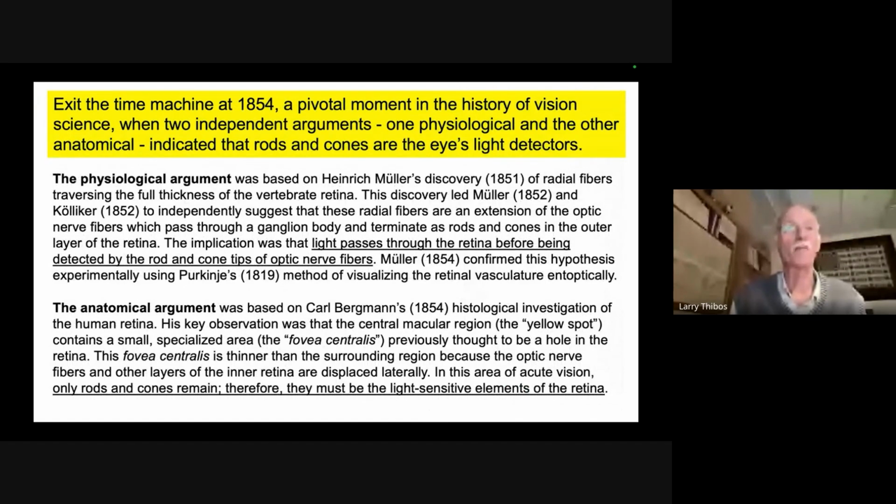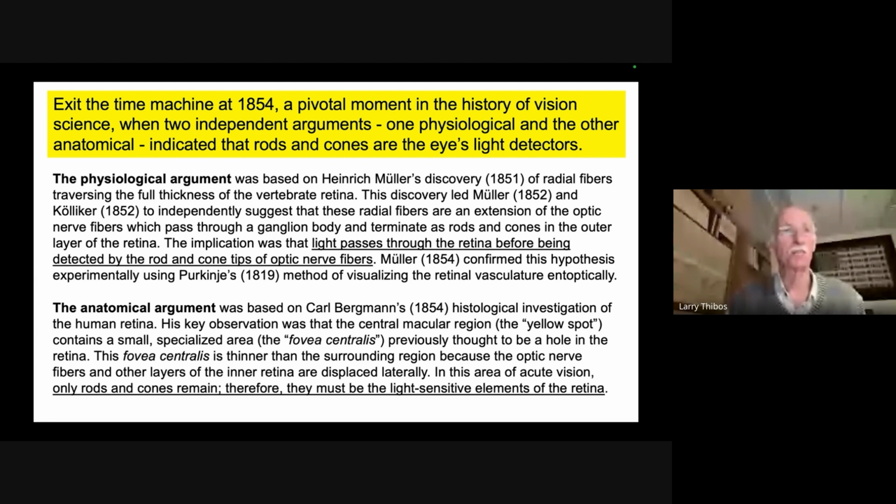Now, we're going to park our time machine here, get out of the machine, have a bit of a walk around. The year is 1854. This was the pivotal moment in the history of vision science, when two independent arguments, one physiological and the other anatomical, indicated that rods and cones are the eye's light detectors.